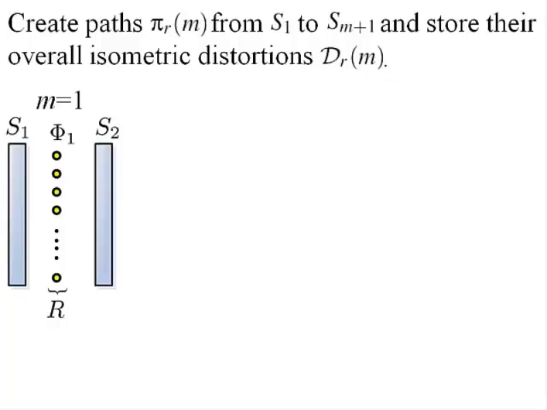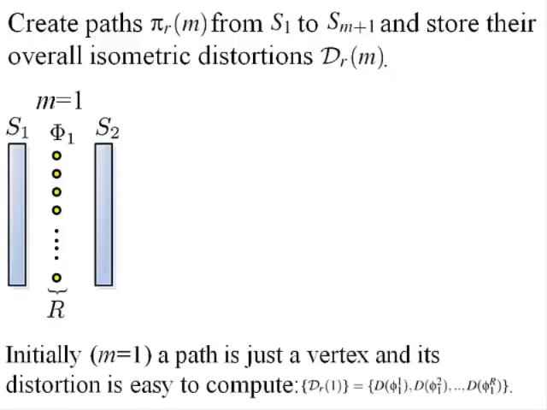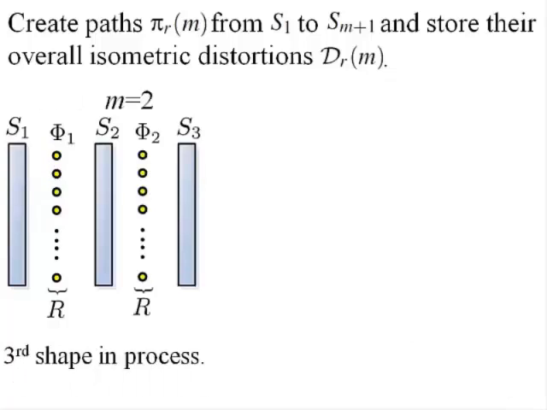So for n equal to 1, it is not quite interesting actually. There will be R paths and each path will be of size 1, so there will be just one map in each path. And the overall distortion will be again very trivial. It will be the isometric distortion of this map. So this is the first overall distortion, second, and so on. And things get interesting when the new shape comes. So I have R newcomer vertices here, maps in other words.